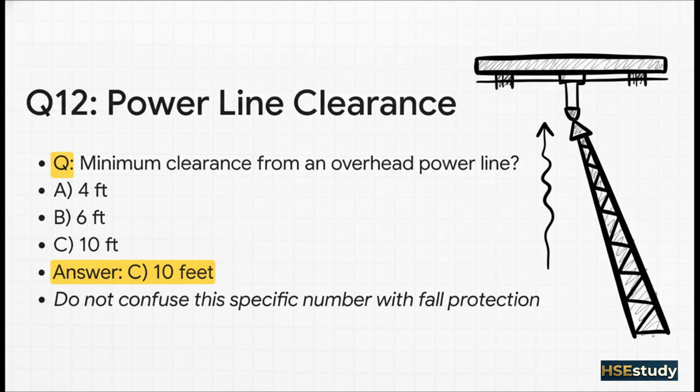Next up, question 12, electrical safety. A big one. What is the minimum safe distance you need to keep between you or your equipment and an overhead power line? The answer is D, 10 feet. This is another one of those hard and fast numbers you just have to know, 10 feet. People get it mixed up with the fall protection heights all the time. Don't let that be you. Power line, think 10 feet.